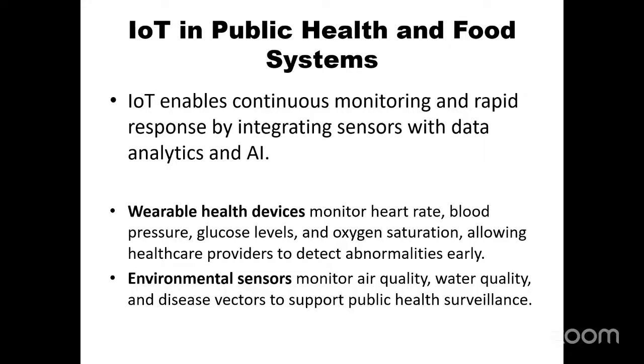Then we can have the environmental sensor, which helps in monitoring air quality, which we generally see: what is the air quality of any respective state. That quality is gathered by the sensors itself. Similarly, for water quality, we have sensors. So these can be categorized under IoT.